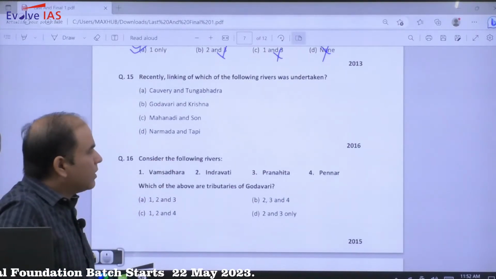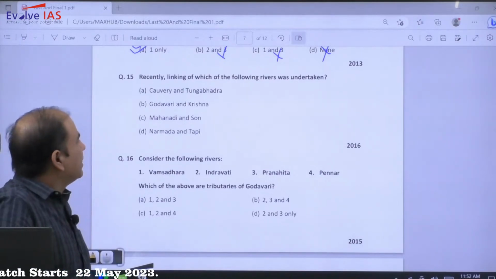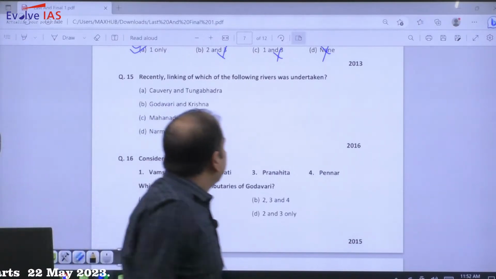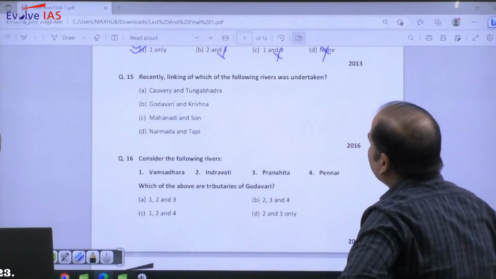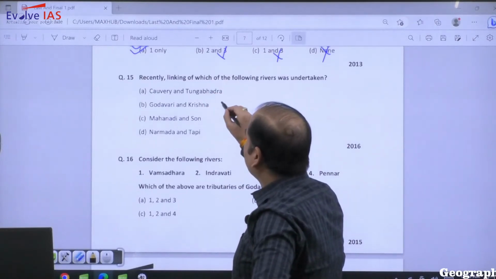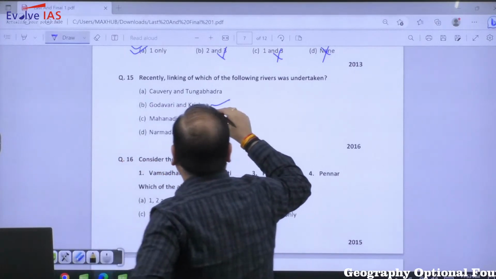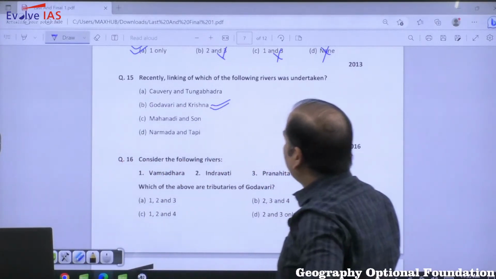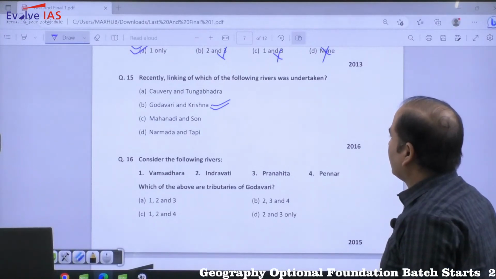This question is current affairs based, but yes, it has been asked in 2016, so I have included this. Recently, linking of which of the following rivers was undertaken? So 2016 was associated with the Godavari and Krishna.